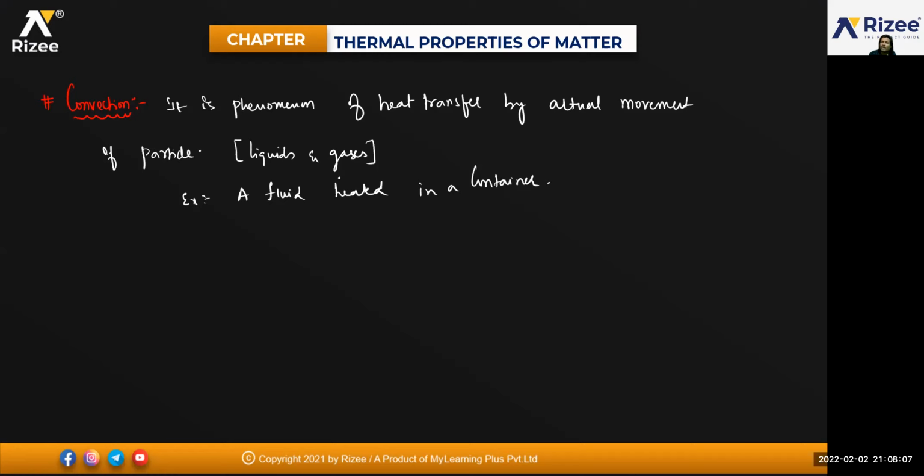So when you heat the water on a stove, or keep a heater in the water and start heating it, what happens? The lower part of the liquid will get heated up, so that will go up. The colder part of the liquid will go down, and there will be a circulation of the liquid like that.